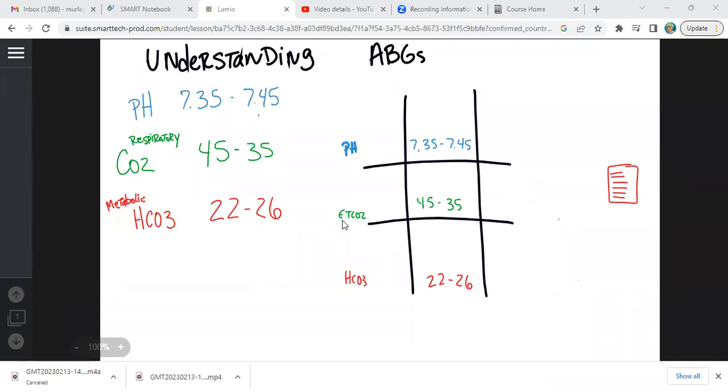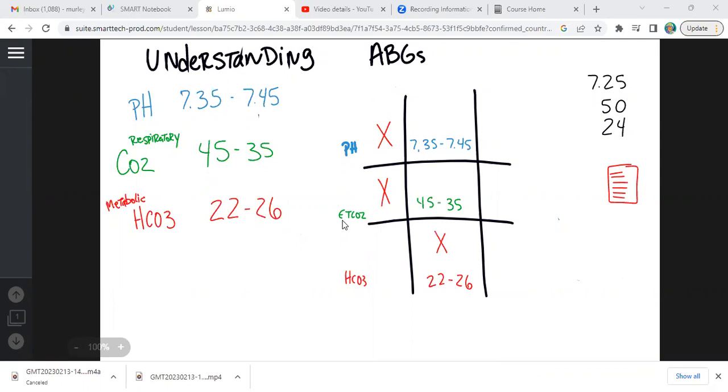So let's say our piece of paper says the pH is 7.25. The CO2 level is 50. And the HCO3 is 24. We're going to go to our tic-tac-toe board here and start marking these. This tic-tac-toe, you don't need 3 in a row. You only need 2 in a row. So we're going to mark 7.25 over here. Everybody good with that? 50 is over here. And 24 is in the middle.